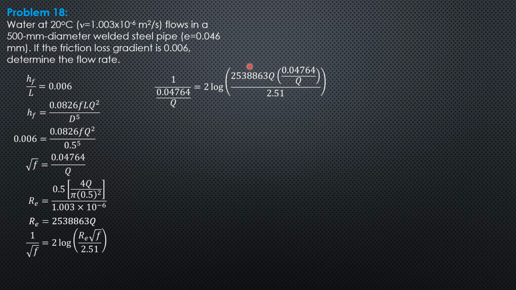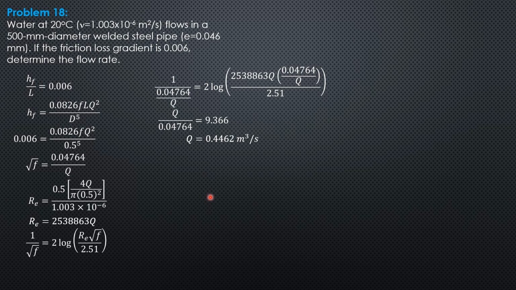We can cancel Q, and we can evaluate this part. Write this as Q over 0.04764, which equals 9.366. Cross multiply, Q is 0.4462 cubic meter per second, but we still have to check if the pipe really behaves as a smooth one by computing the thickness of viscous sublayer and comparing it with the absolute roughness.